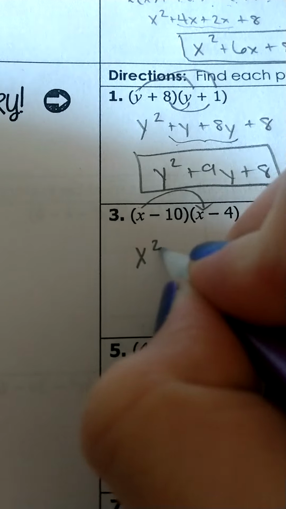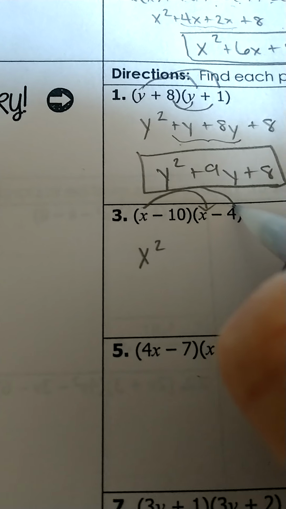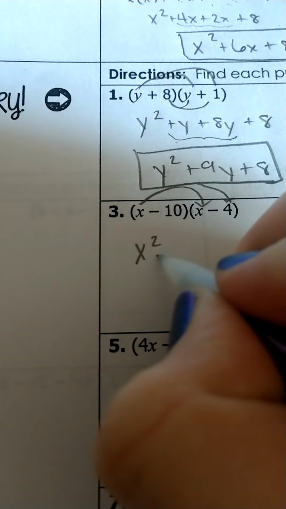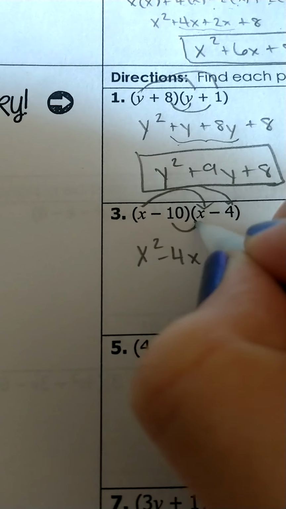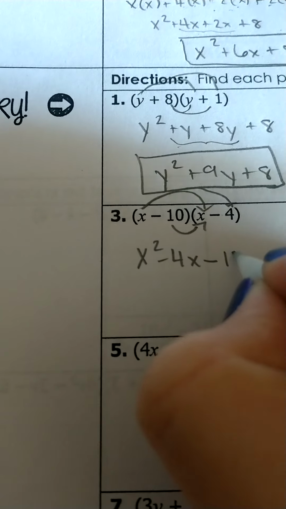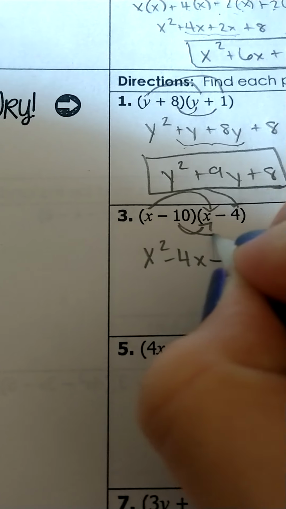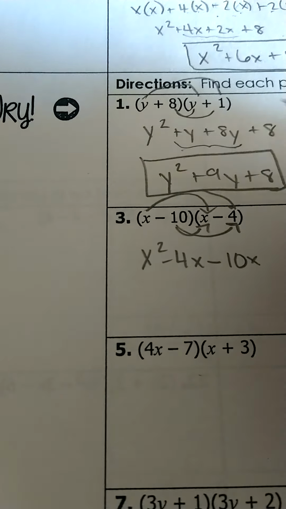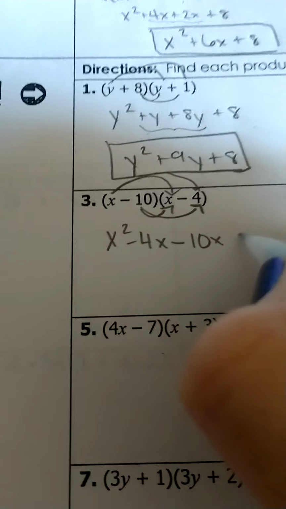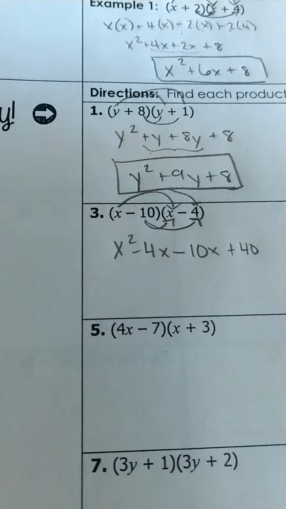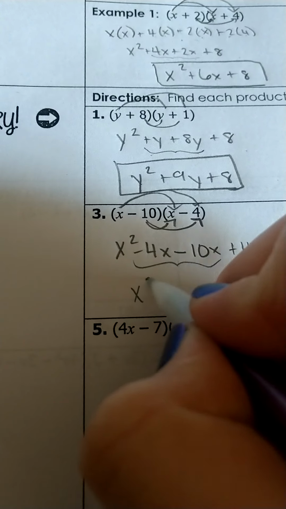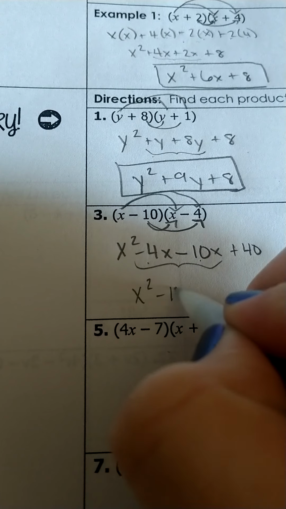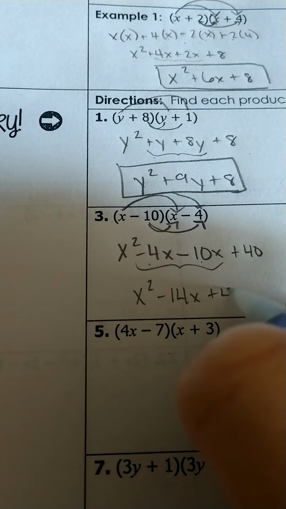X times x is x squared. X times negative 4 is negative 4x. Now the negative 10. Negative 10 times x is negative 10x. Negative 10 times a negative 4. Here's a negative times a negative, which is a positive. It's a positive 40. Our like terms, negative 4 minus 10 is a negative 14x, and then plus 40.